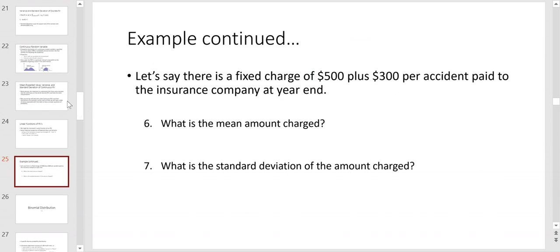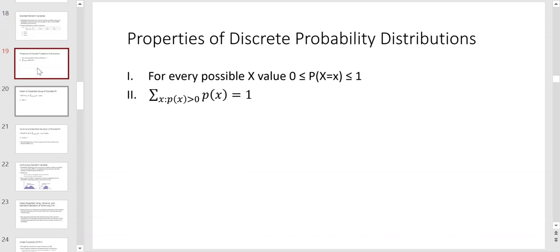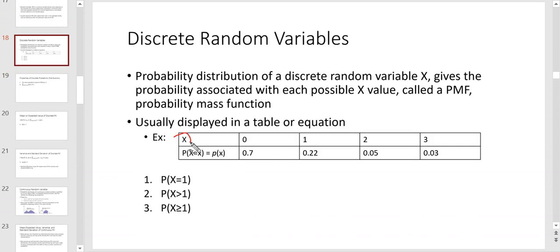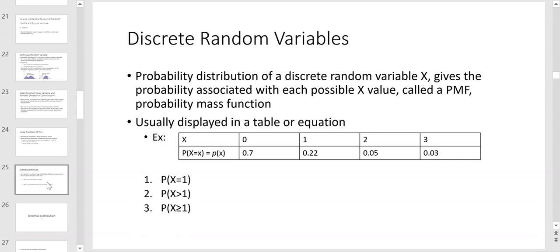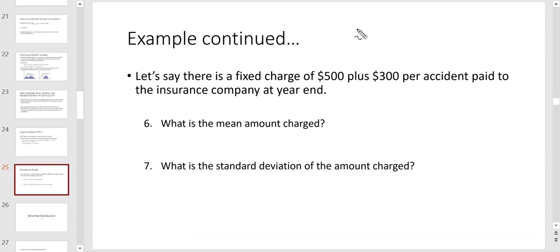So if you recall in our example that we worked earlier, here x was the number of accidents. So this is building on this example. The possibilities were 0, 1, 2, and 3. So I can get $500 plus $300 times the number of accidents, which if you recall, we called x. x could be 0, 1, 2, or 3. This will give me how much you're going to pay at the end of the year. Let me just call that y to distinguish it from x.